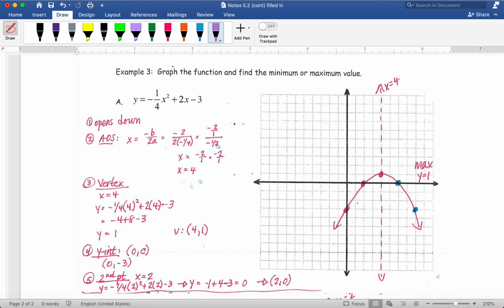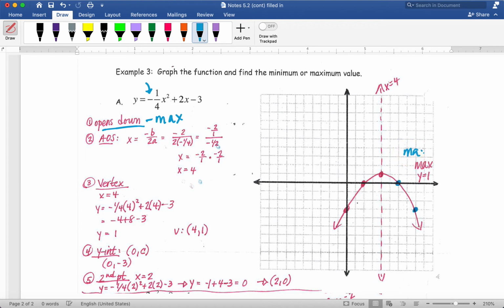All right, graph the function and find the max or the min value. Hopefully you did it on your own. You paused the video. What color do I want? I'm going to use blue. All right, because this is negative, the parabola opens down. Okay, and when this opens down, you should have a max. Okay, that's going to be at the end. Right here it says max, y equals 1.